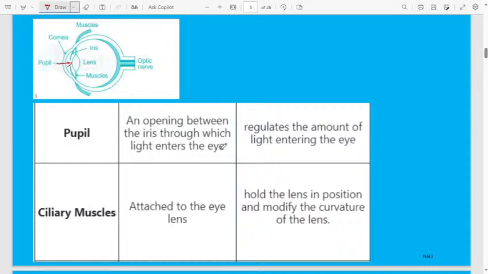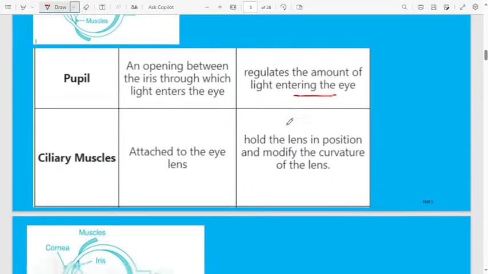Then what is the function? It regulates the amount of light entering the eye. You can observe that if the sun is bright, with powerful sun rays, you are not able to see properly. If you try to open your eyes, they immediately close, because the pupil will not allow the bright light to enter your eye, as the eye may get damaged. That's why the pupil regulates the amount of light entering the eye.